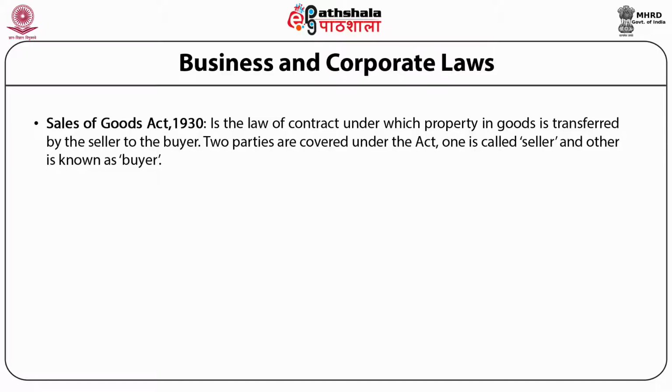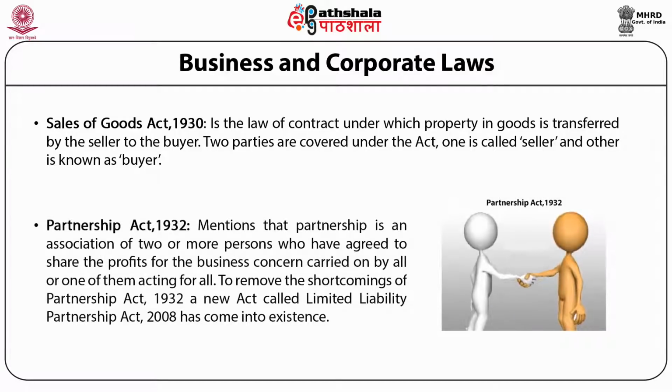Subject matter of the contract of sale of goods may be existing, future, or contingent goods. Performance of the contract of sale is complete when both the parties, that is seller and buyer, complete their promises. Seller delivers the goods and buyer makes a payment for the goods. Next comes the Partnership Act 1932.